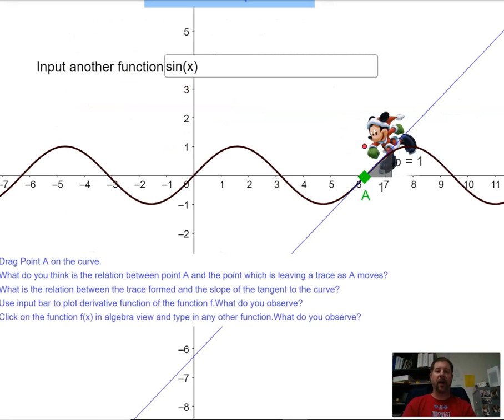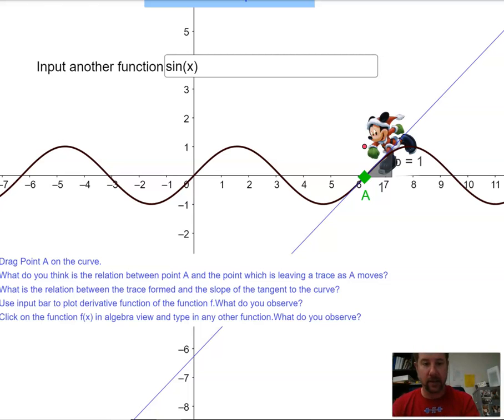Okay, here we have the graph of sine of x, and little Mickey here is going to help us graph the slope of this function. You can kind of see the tangent line in blue here. That's the slope of the tangent line, or the slope of the graph, aka the derivative. And as we move Mickey, it is going to plot the slope of the tangent line.